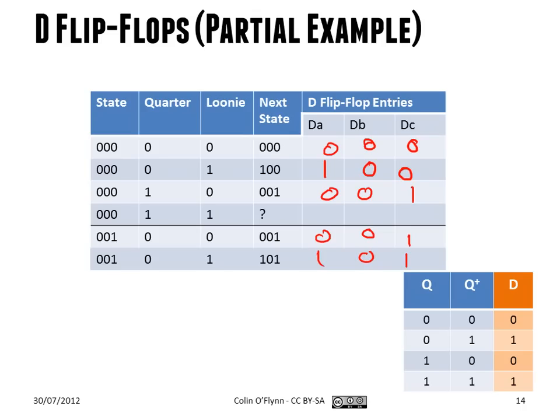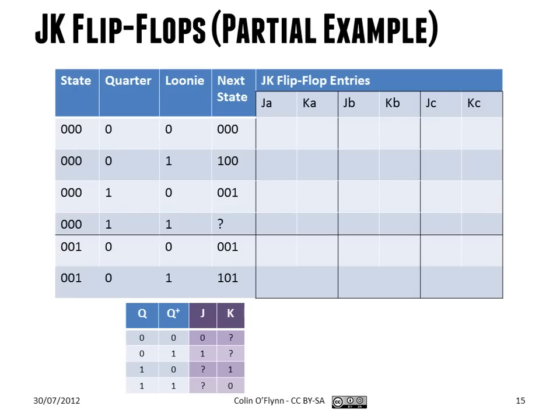Because whatever next state we want, we just feed that number in and you're done. JK flip-flops will tend to result in simpler logic, but they're more complicated to design with because we now have two inputs to each of the flip-flops. One flip-flop stores one bit of the state. And for those inputs, you typically would go to the state transition table.